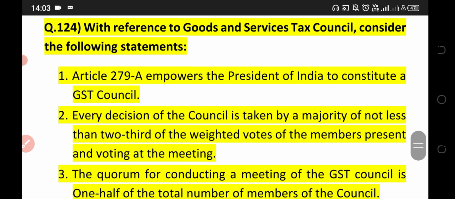With reference to the Goods and Services Tax Council, consider the following statement. Article 279A empowers the President of India to constitute a GST Council.